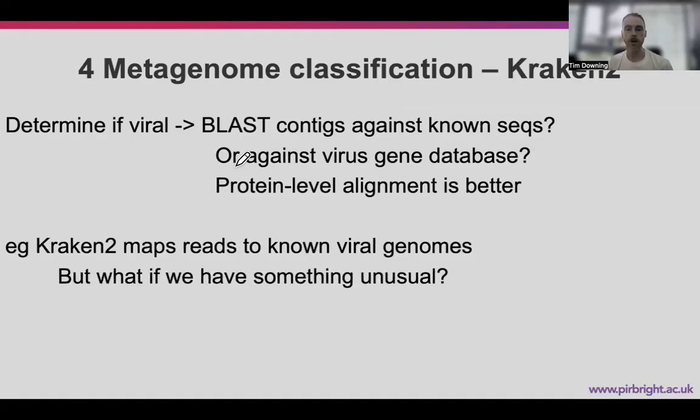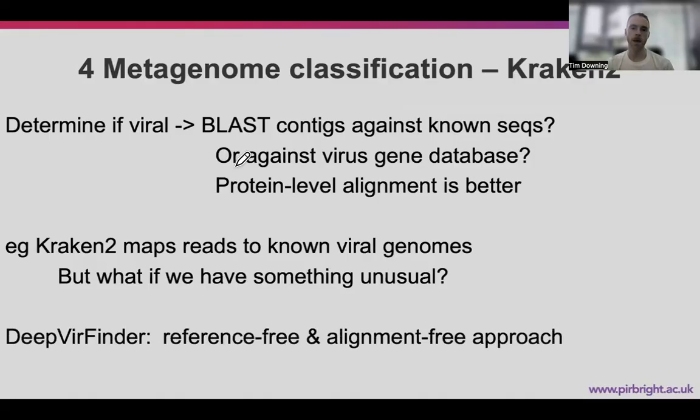Kraken 2 is useful in that it looks at not just viral reads, but all the reads that are present. So if we have hosts or other contaminants inside there, it should be able to allocate them to the appropriate representative right across the tree of life. Another one that will be mentioned later is VirusFree Finder, which is a reference-free and alignment-free approach that tries to do viral content assignment as well.